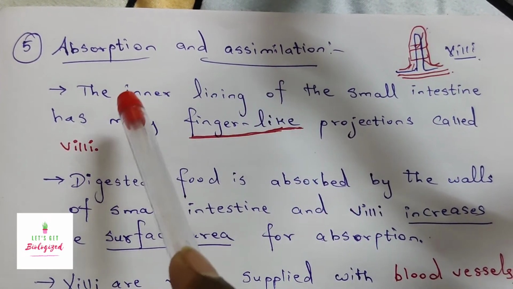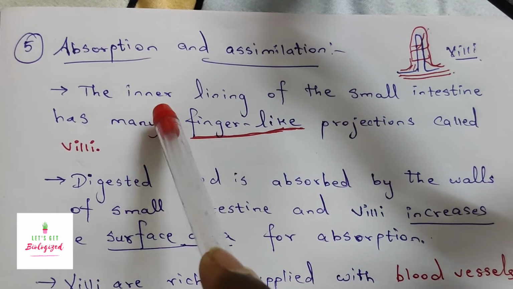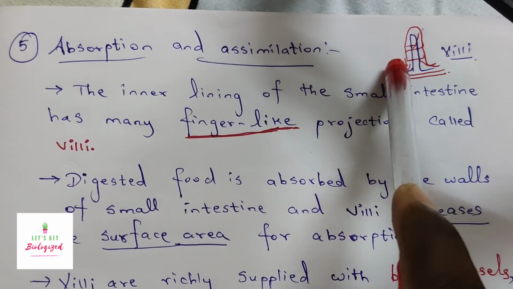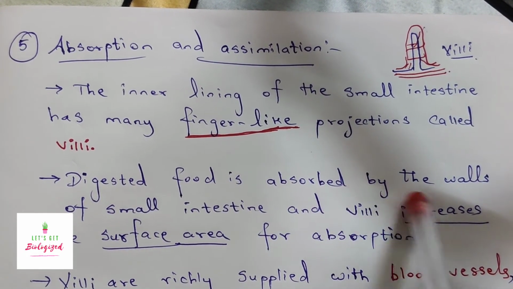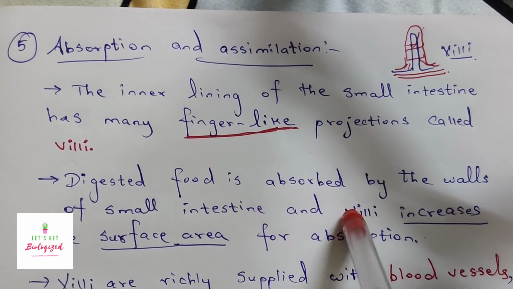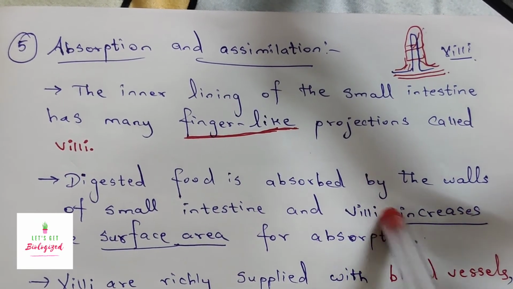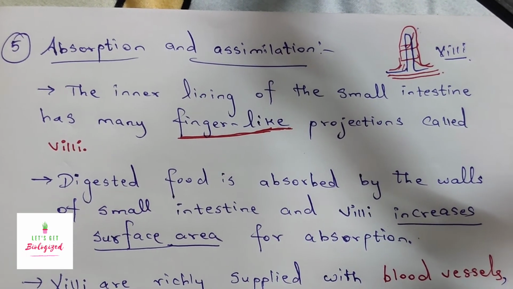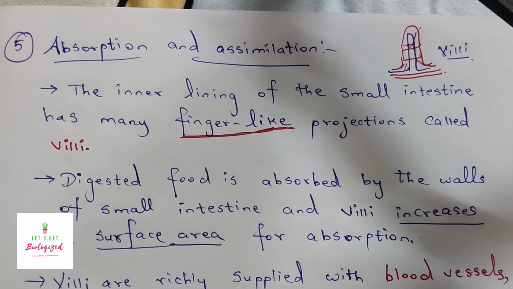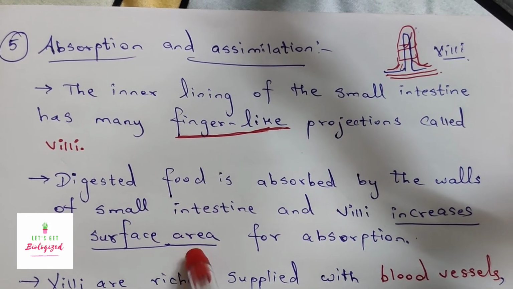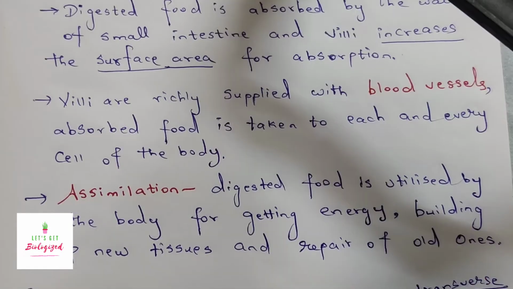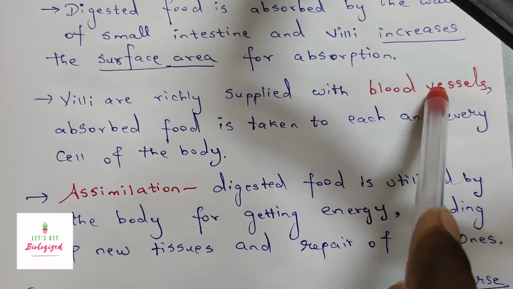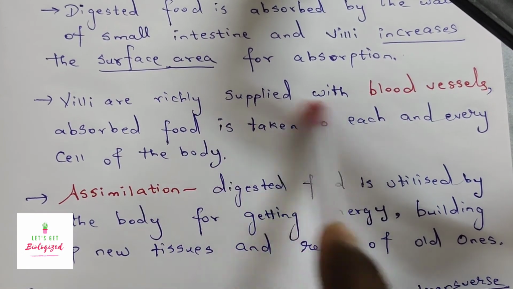The next step is absorption and assimilation. The inner lining of the small intestine has many finger-like projections called villi. The digested food is absorbed by the walls of the small intestine, and the villi increase the surface area for absorption. These villi are richly supplied with blood vessels surrounding them, and the absorbed food is taken to each and every cell of the body through the blood in those blood vessels.